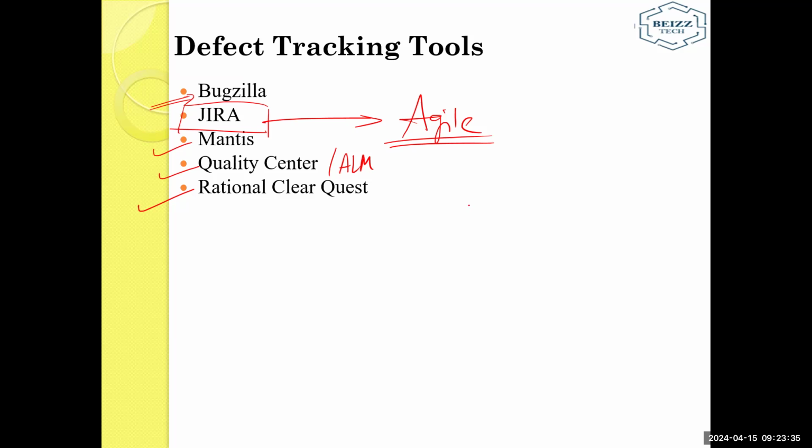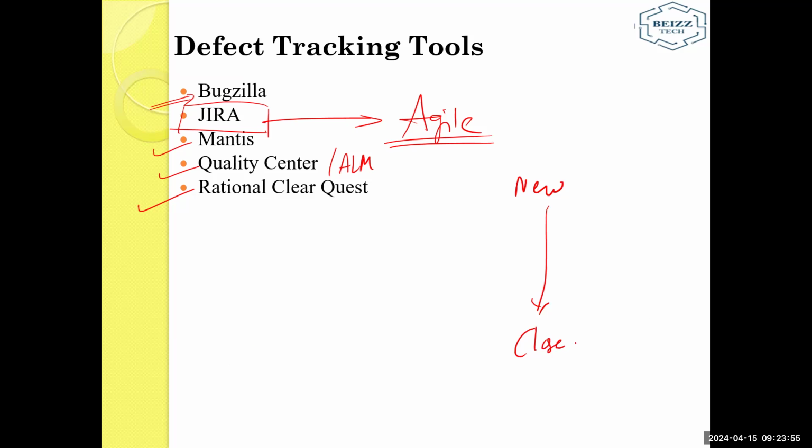Few tools are open source, few tools are licensed, and few tools have both facilities. You can simply use them for some time period as a free tool, and after that, you can purchase a license. So defect tracking is all about the process of tracking the defect from status new till close.